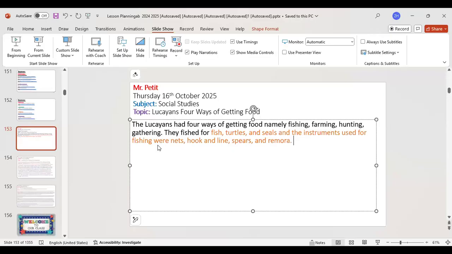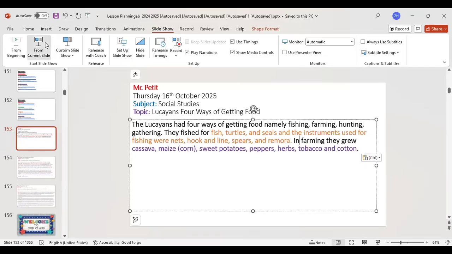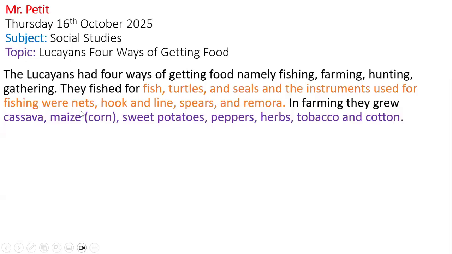Okay. Next, we're going to talk about the farming thing. So they used to farm. Now, they used to farm for different things, right? So I'm going to put it on the screen what they used to farm for. Let me put it in a different color. Yeah, this color. So they used to farm for cassava, maize.